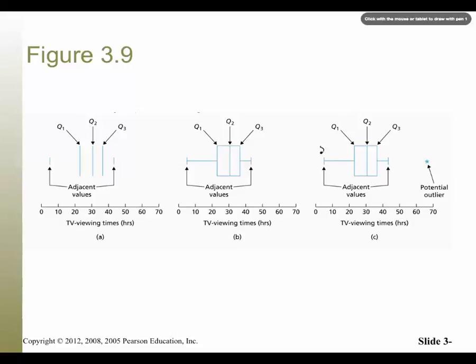Instead of going out to the upper limit, you go out to the last data value that's not an outlier. Okay, so this is 5. That was the data value. And what was it, 43?